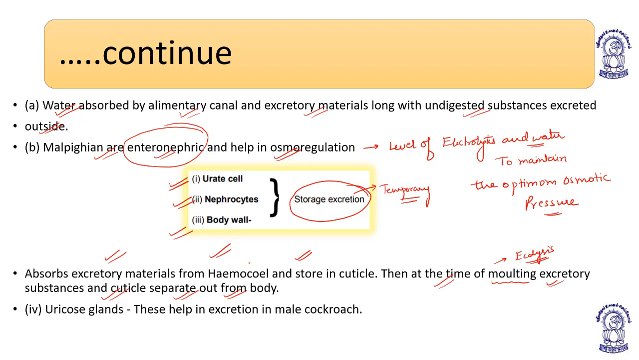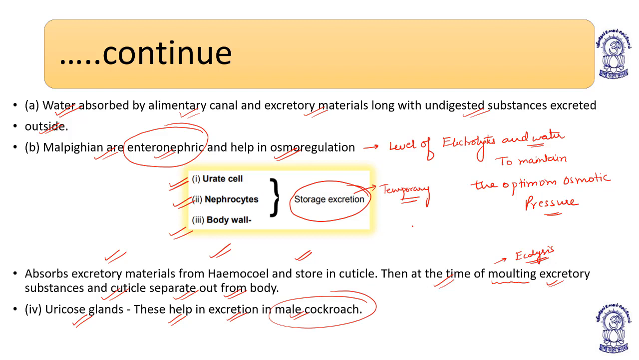So the excretory substances are stored in the cuticle with the help of all these cells, urate cells, nephrocytes, and body wall. And at the time of exfoliation of the skin, the process of molting, the excretory substances and cuticle are separated from the main body. Uricose glands help in the excretion in male cockroach. So in male cockroach specifically, the uricose glands are present which help in excretion.